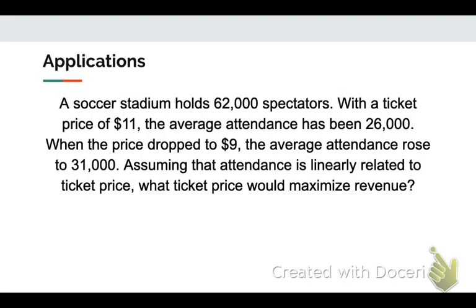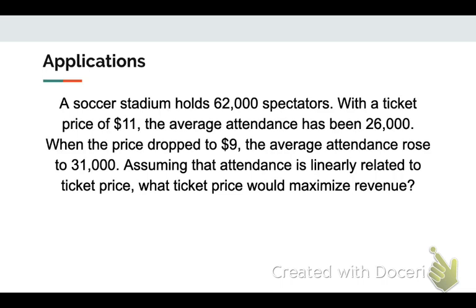So this one's a little bit more detailed. A soccer stadium holds 62,000 spectators with a ticket price of $11. The average attendance has been 26,000. When the price dropped to $9, the average attendance rose to 31,000. Assuming that attendance is linearly related to ticket price, what ticket price would maximize revenue?